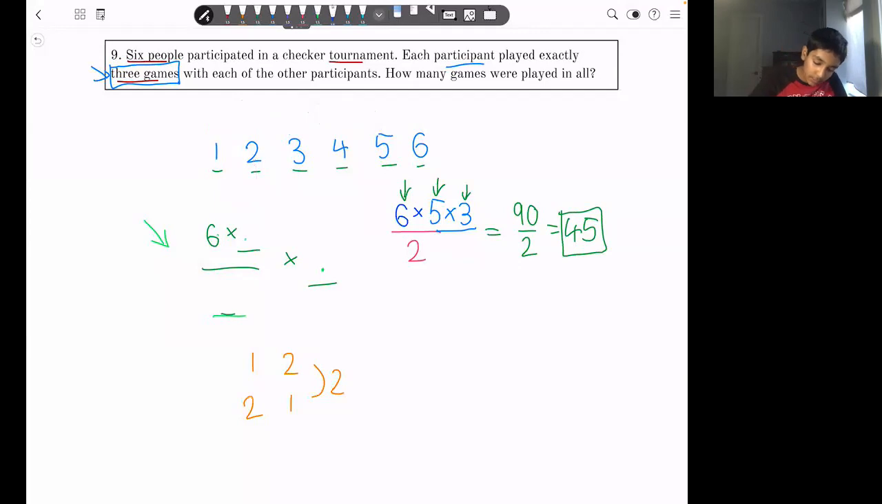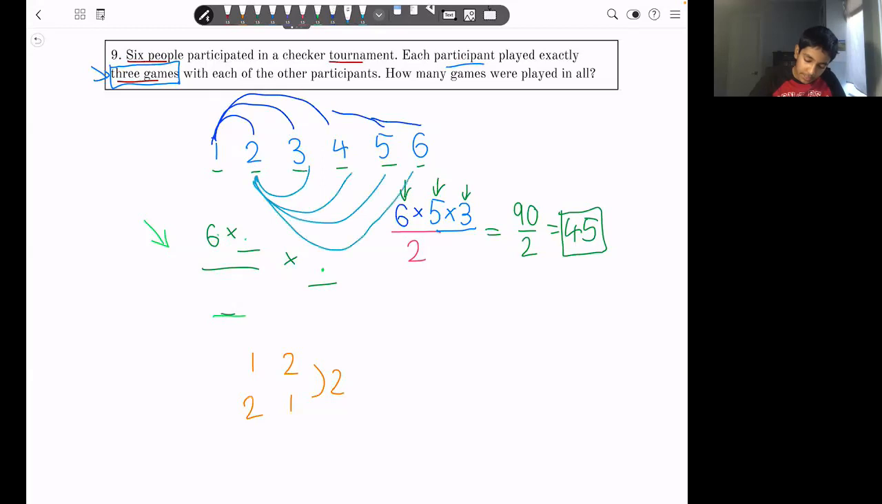So 1 plays with 2, 1 plays with 3, 1 plays with 4, 1 plays with 5, and 6. Right? And then 2 plays with 3, 2 plays with 4, 2 plays with 5, 2 plays with 6. But we don't count when 2 plays with 1 because we already counted that. We're only counting the games that were not played with 1, since we already counted all the games played with 1.